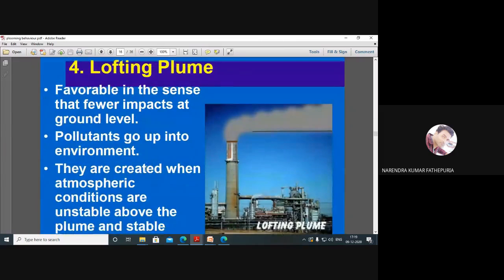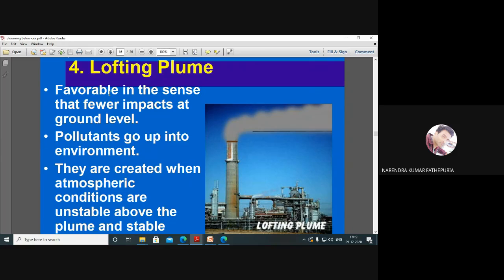Now this is the lofting plume. This is the fourth condition, lofting plume. Lofting plume will be like this. If you put a straight line over there, it will not go down below this level. It will be straight. It will increase the height of the plume above this line, not below this line. So this is a lofting plume.